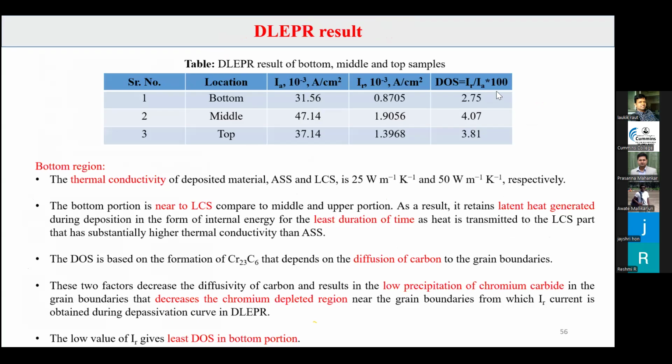So these are the results of DLEPR. Mostly we observe degree of sensitization. Three different samples were taken, bottom, middle, and top, and this is the DOS value. This is the thermal conductivity of the deposited materials, ASS and LCS. As I have deposited ASS over LCS, the heat is rapidly conducted to the LCS because of its high thermal conductivity, and that is why I have observed low degree of sensitization at the bottom part. At the top part also, DOS is less as compared to the middle because heat is rapidly convected. Whereas in the middle portion, there was highest degree of sensitization because the temperature is highest in the middle portion. So that can be one of the reasons.